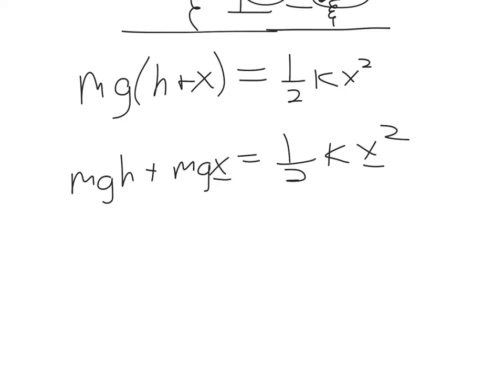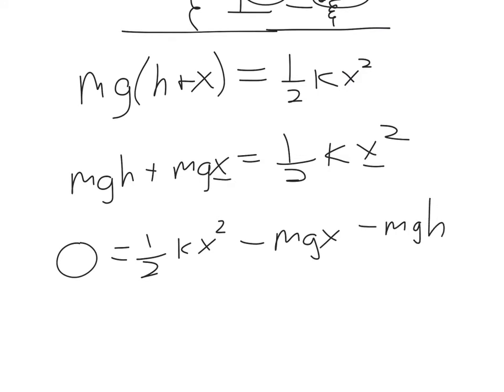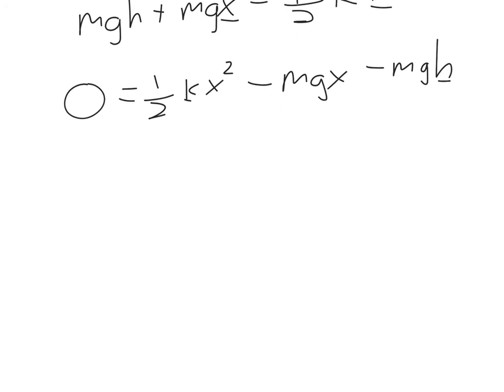So let me move everything to one side. 0 will be equal to half kx squared minus mgx minus mgh. Now we know her mass, we know gravity, we know h, the height that she started above the springboard, and we know the k. So for our purposes, those are all constants in terms of solving the quadratic equation. Everybody has their own mnemonic for solving the quadratic equation. This is the one I happen to learn.